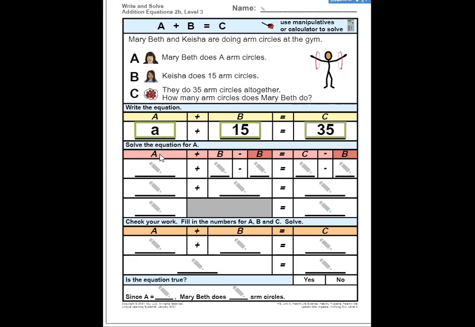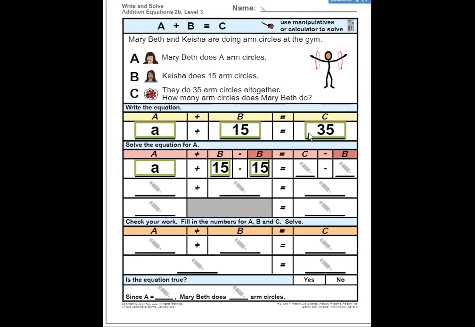All right, we are going to solve the equation for A. You guys are doing really good. Stick with me. What do we have for A? Do we know what A is? Nope. A plus B. Do we know what B is? B is 15. So that's 15. Okay, B minus B. So 15 minus 15 equals C.